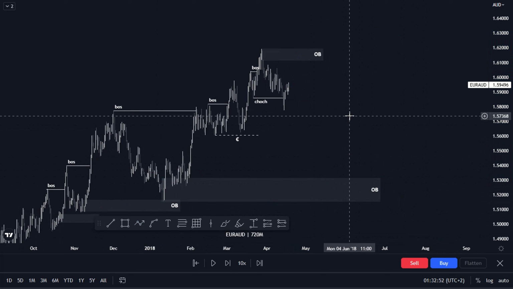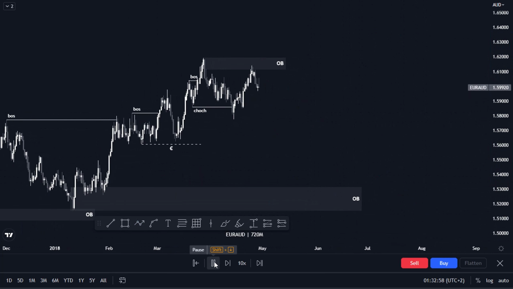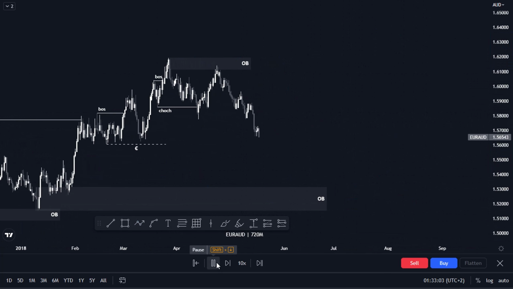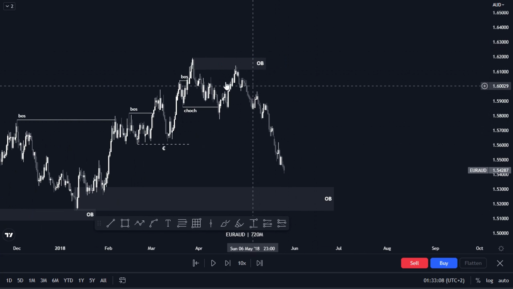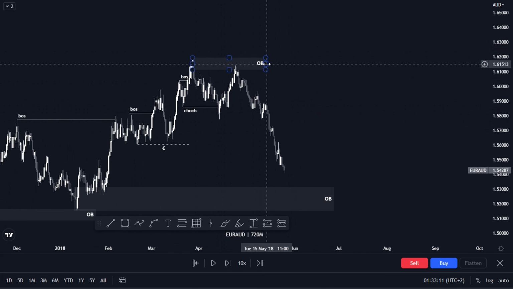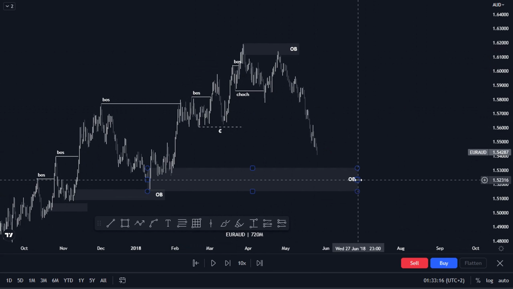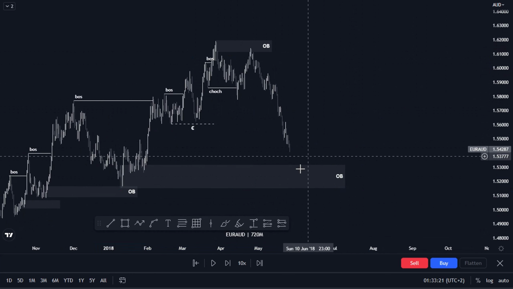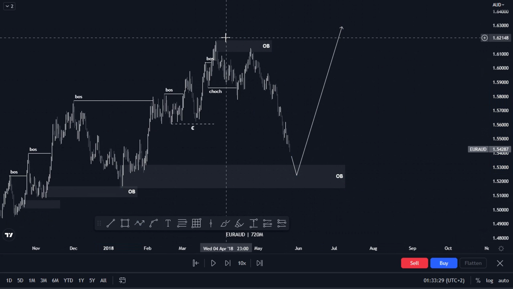So now let's see what price does. Price pushes to the upside, taps into our order block, and eventually price pushes to the downside, and that's how you trade the pullback. Initially, that's how you trade the pullback, and from there onwards, if you would like, you can take your buys at this order block and take your profits here at this high here.